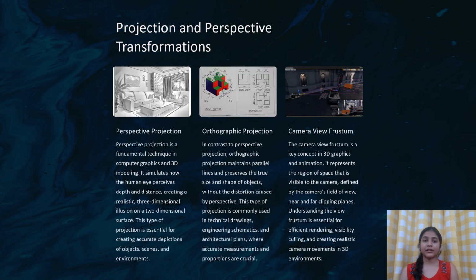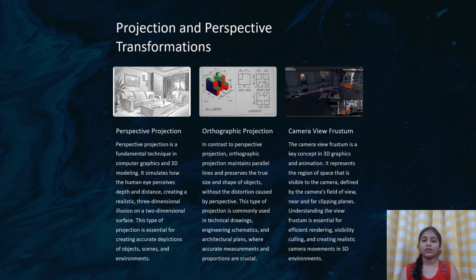Projection and perspective transformation. Perspective projection. Perspective projection is a fundamental technique in computer graphics and 3D modeling. It simulates how the human eye perceives depth and distance, creating a realistic three-dimensional illusion on a two-dimensional surface. This type of projection is essential for creating accurate depictions of objects, scenes, and environments.